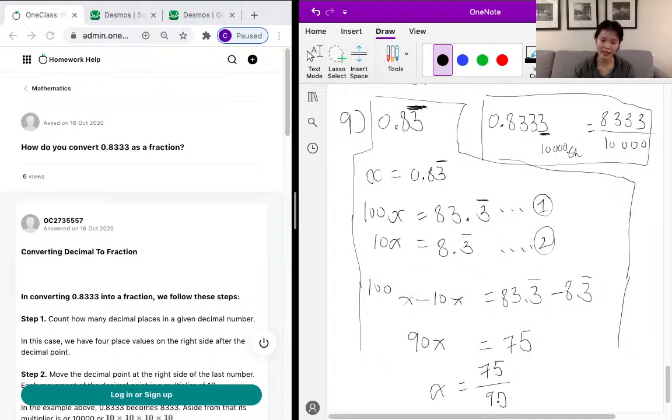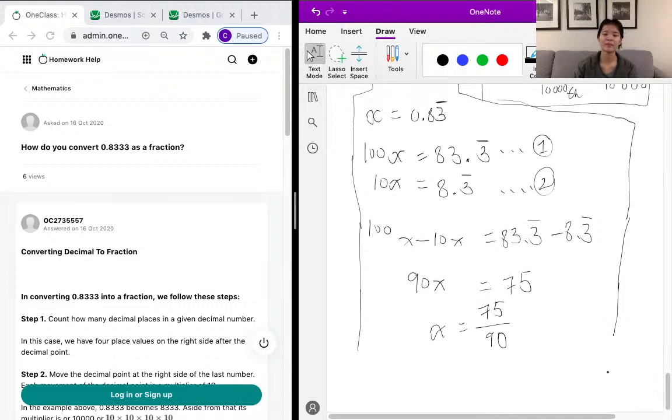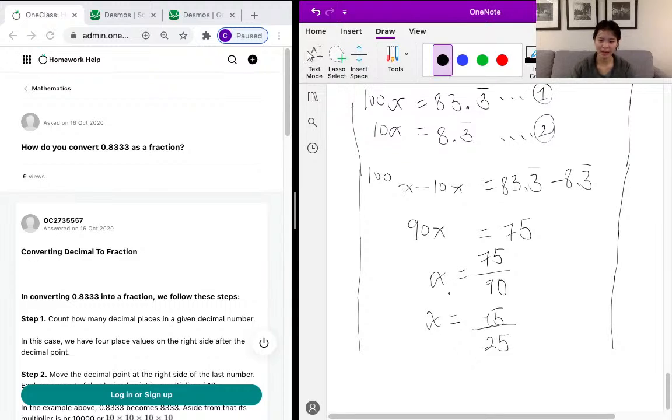And here we have our fraction. Woohoo! Except we still need to simplify it because the greatest common factor of our numerator and denominator is not 1. And I think you can divide both sides by 5. So 75 divided by 5 is equal to 15. 90 divided by 5 is equal to 25. We can divide both sides by 5 again. So 15 divided by 5 is 3. 25 divided by 5 is 5.